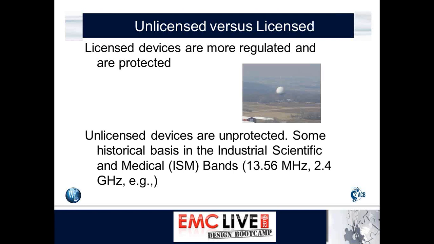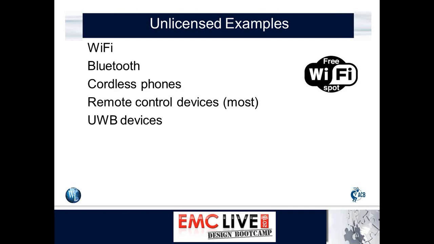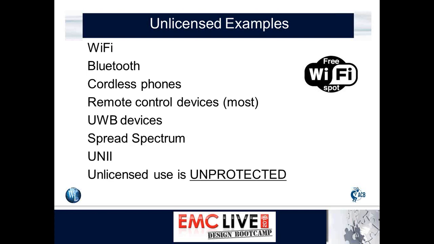Unlicensed devices are unprotected. The basis is usually in the ISM, the Industrial, Scientific, and Medical bands: 2.4 gigs, 13.56, etc. What do we have for unlicensed? Well, we have Wi-Fi, Bluetooth, cordless phones, remote control devices, UWB devices, spread spectrum, and UNII devices. Again, the unlicensed use is unprotected, so if you're interfered with, it's not anything the FCC can do about that.